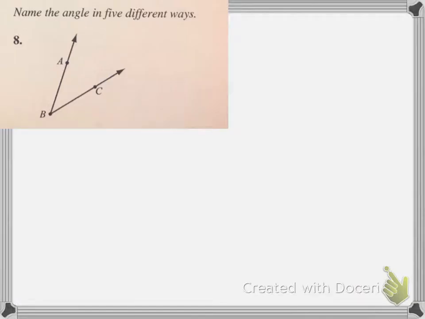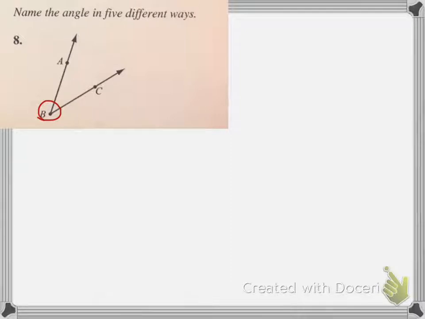An angle is made up of two rays. So they share an endpoint, which in this picture is B, and then there's two rays. So we have ray BC and ray BA. Now, together, when they share the endpoint, they create an angle. And there's a lot of different ways to name the angle.